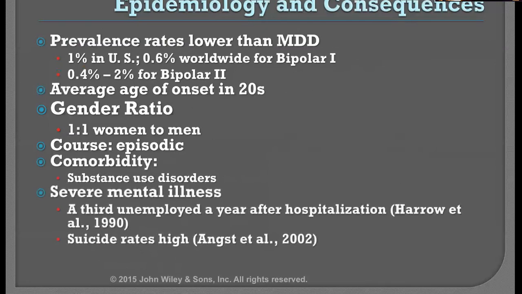Comorbidity. The most common comorbidity is actually going to be depression, but that's not true comorbidity because it's part and parcel with the disorder. It's probably why it ended up on the internalizing spectrum, because it's always done with depression, or almost always. The next highest comorbidity is substance use disorders.